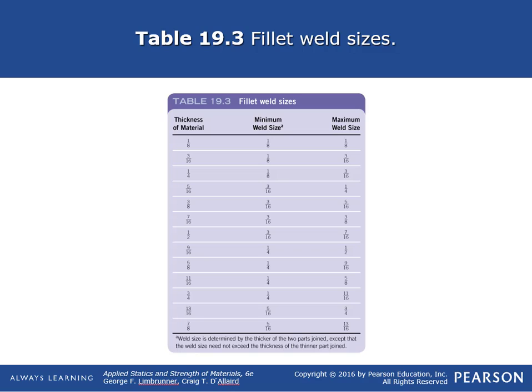This chart here just shows you what the available sizes are for fillet welds. The smallest one is a 1/8 inch. And it's just based on the material thickness. Obviously, if your materials are thicker, you can have bigger welds.